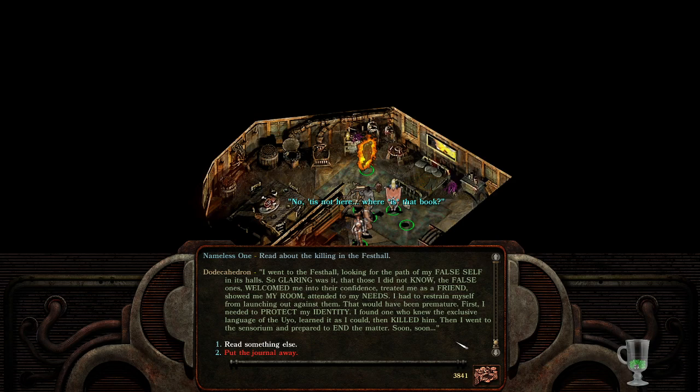I went to the fest hall looking for the path of my false self in its halls. So glaring was it that those I did not know, the false ones, welcomed me into their confidence, treated me as a friend, showed me my room, attended to my needs. I had to restrain myself from launching out against them. They would have been premature. First, I needed to protect my identity. I found one who knew the exclusive language of the Yuyo, learned it as I could, then killed him. Then I went to the sensorium and prepared to end the matter. Soon.